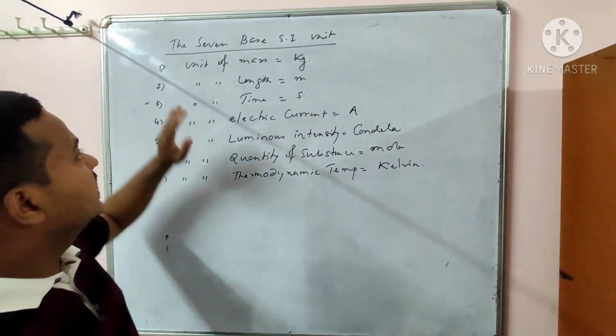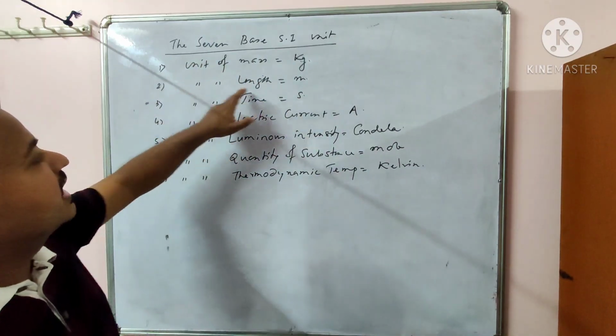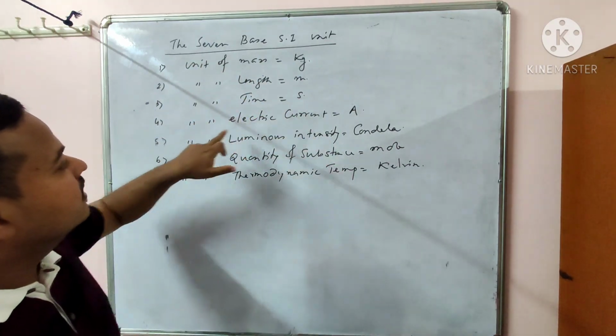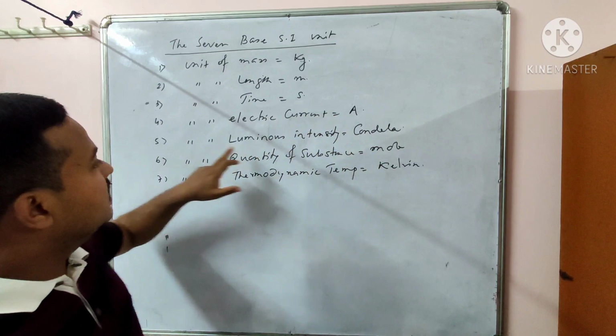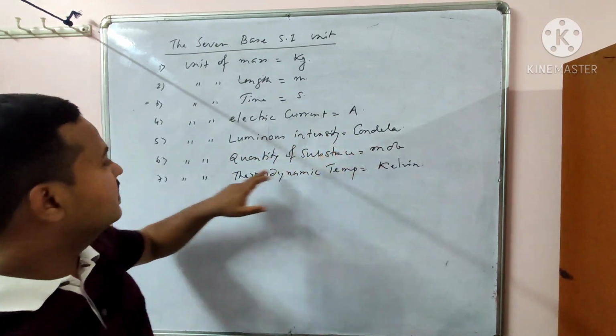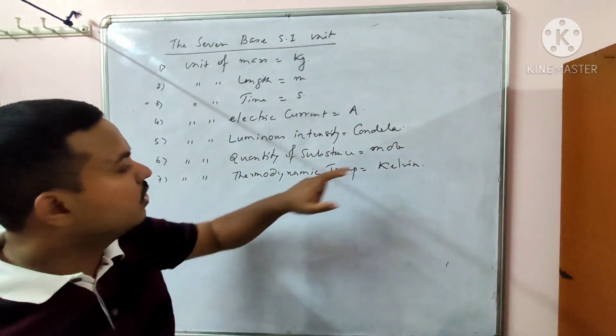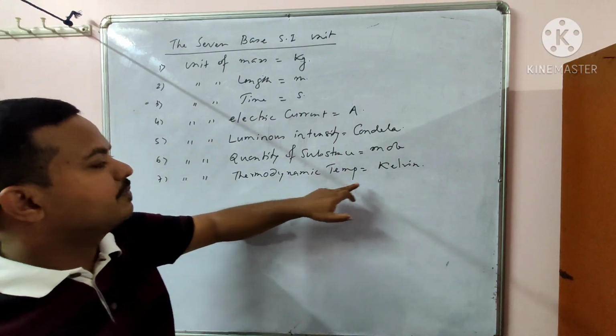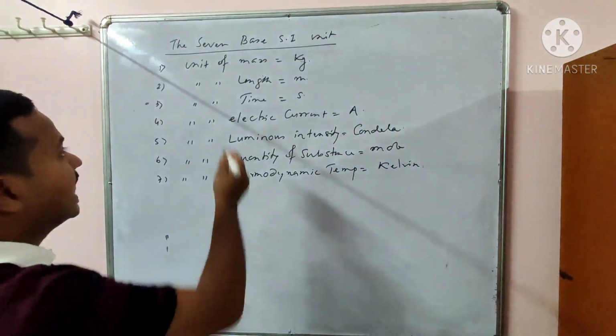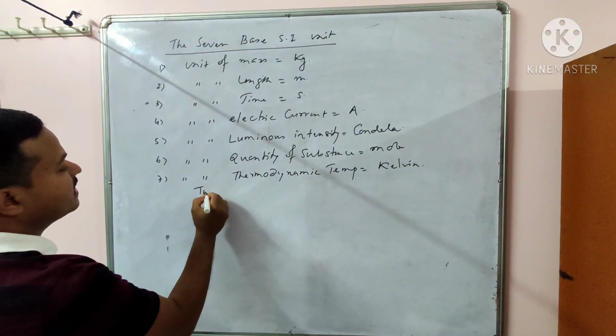Just to remember it: unit of mass kg, unit of length meter, unit of time second, unit of electric current ampere, unit of luminous intensity candela, unit of quantity of substance mole, and unit of thermodynamic temperature, that is Kelvin. Now along with this we have 2 supplementary SI units.